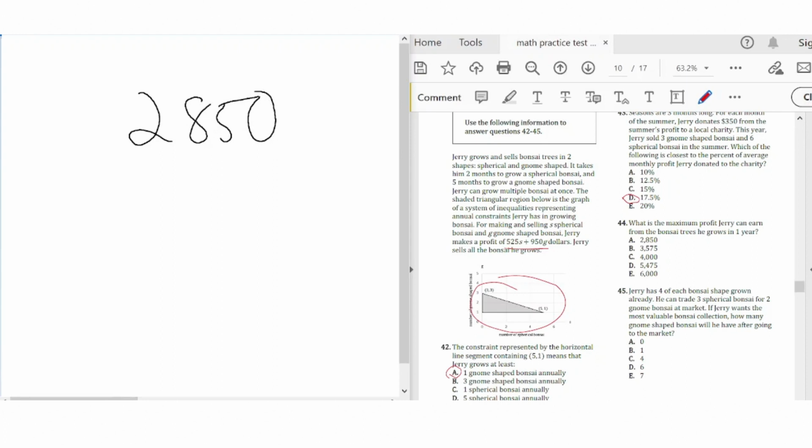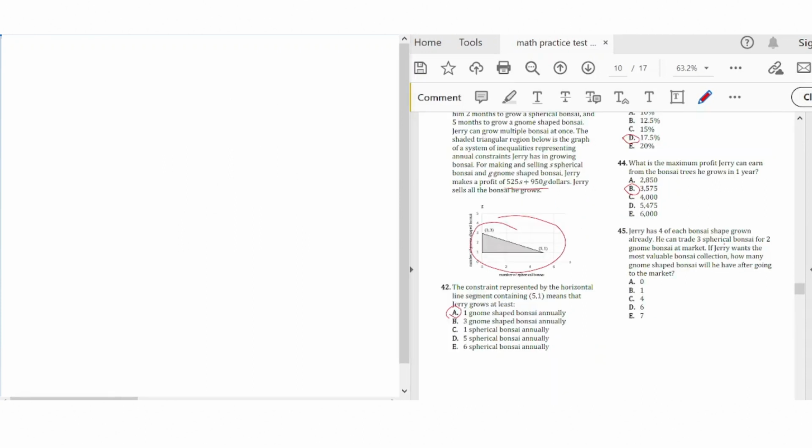Looking at this other endpoint here, we have 5 spheres and 1 gnome. Plugging this into our calculator, we get 525 times 5 plus 950 times 1, and we get 3,575. As you can see, 3,575 is greater than 2,850, so B is our answer.